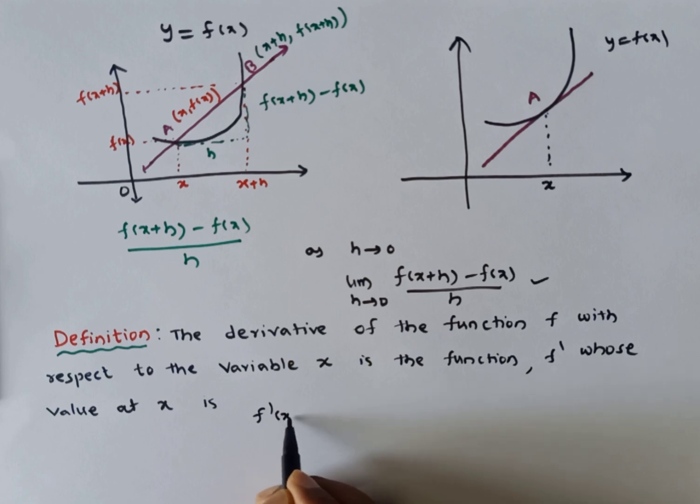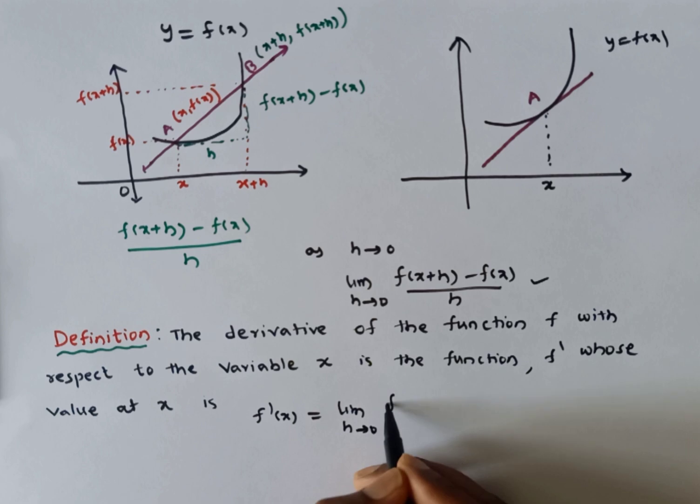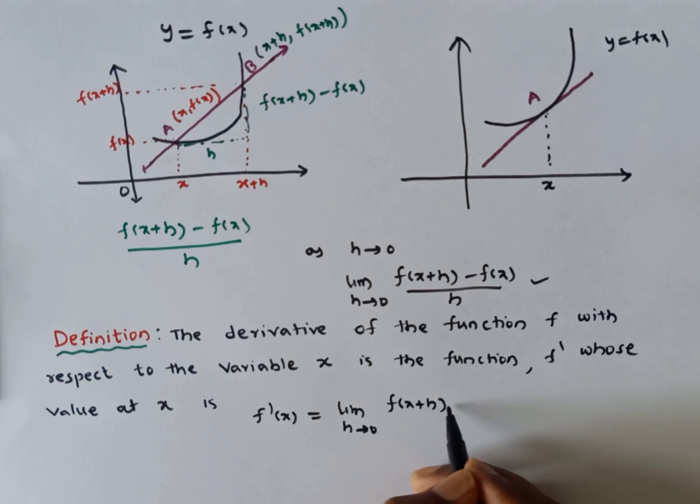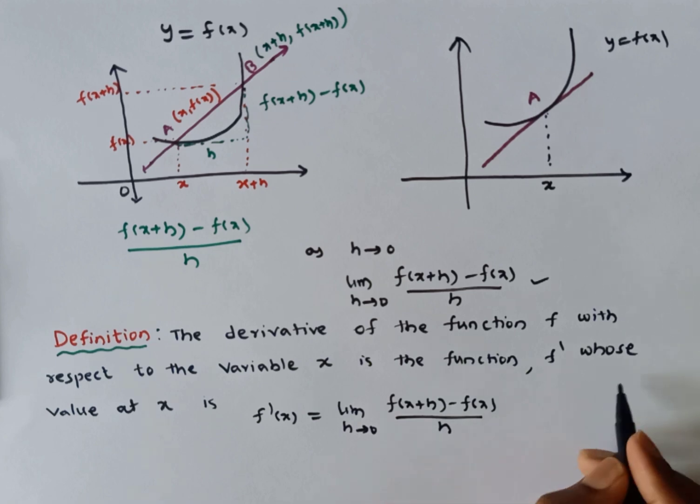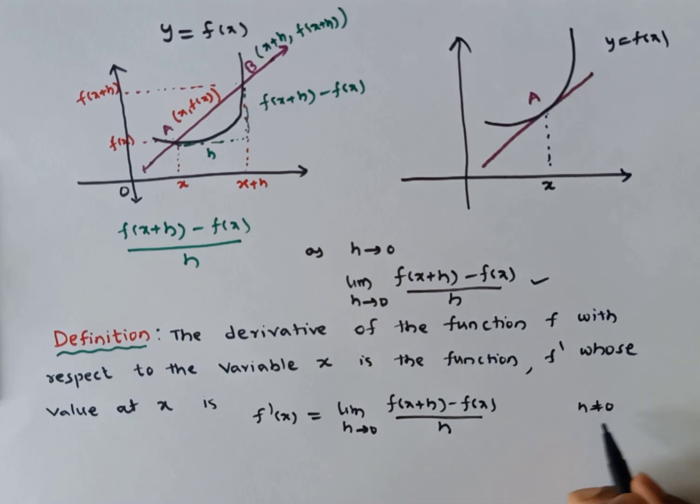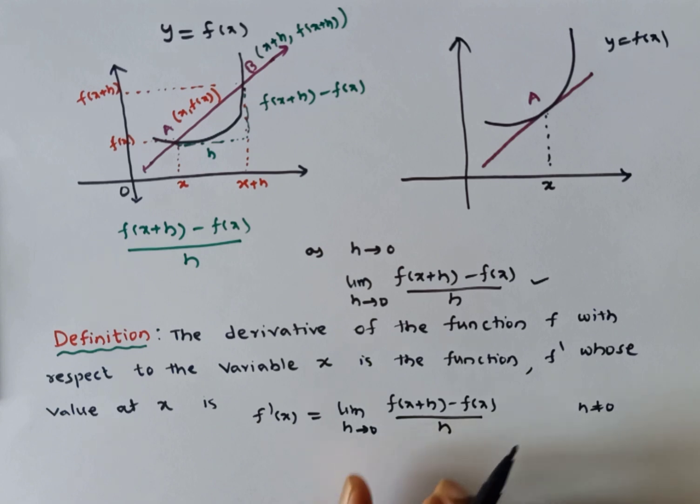So with respect to x, f dash of x is equal to limit h tends to 0, f of x plus h minus f of x divided by h, where h is non-zero. So maybe it is nearby 0 but not 0. Provided the limit exists. The limit exists means as h goes to 0 minus and h goes to 0 plus, this leads to some finite value.